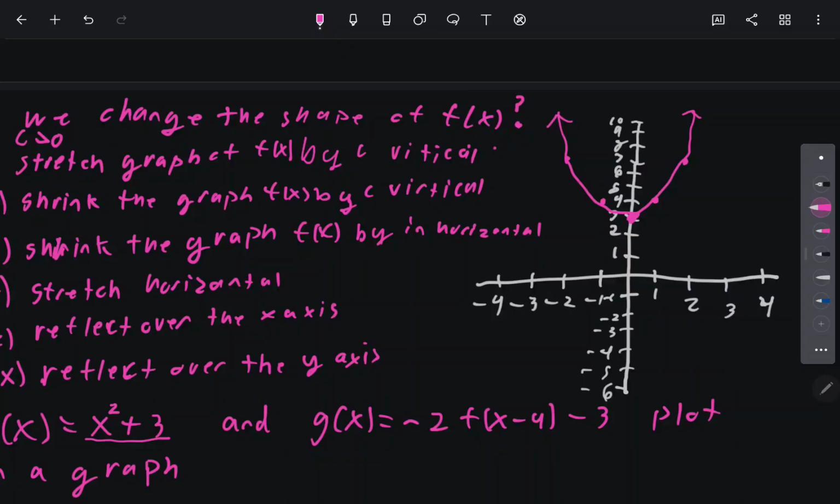Well, g of x has done something different. First things first, I want to find where it's moved to. So in this case, it's going to move right 4 units. So let's plot this. It's going to go over 1 unit, 2 units, 3 units, 4 units, down 3 units. So this right here is going to be our starting point. I'll erase that.